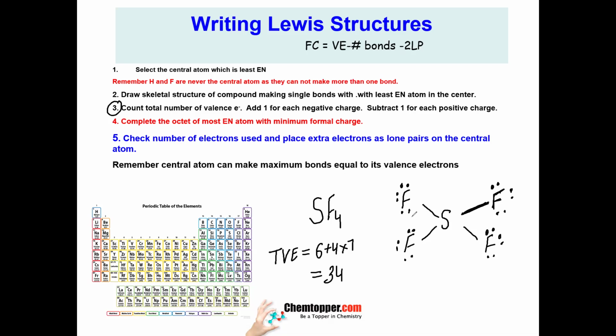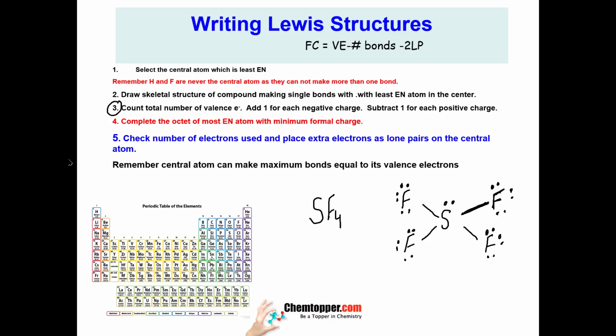And then how many are used? How many are left? You ensured the 8 on every fluorine. 2 are left. Where will these 2 electrons go, which Kirtana is already answering? These 2 electrons will go on the sulfur as a lone pair. This is the Lewis dot structure of SF4. You can see all 34 are used. Check the formal charge on sulfur.